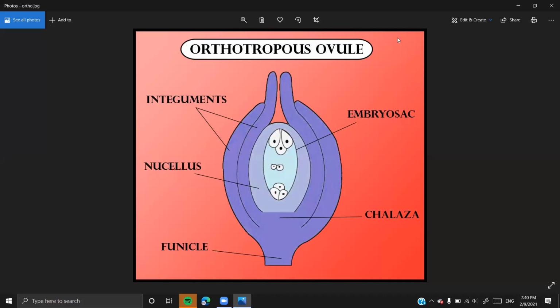The first ovule that we are seeing on our screen is the orthotropous ovule. As you can see, this is the body of the ovule, and this is the stalk which is called the funicle, and these are the integuments. This end will be called the micropylar end, and the opposite end, from where the integuments arise, is called the chalazal end. Okay, and this is the embryo sac that you're seeing.